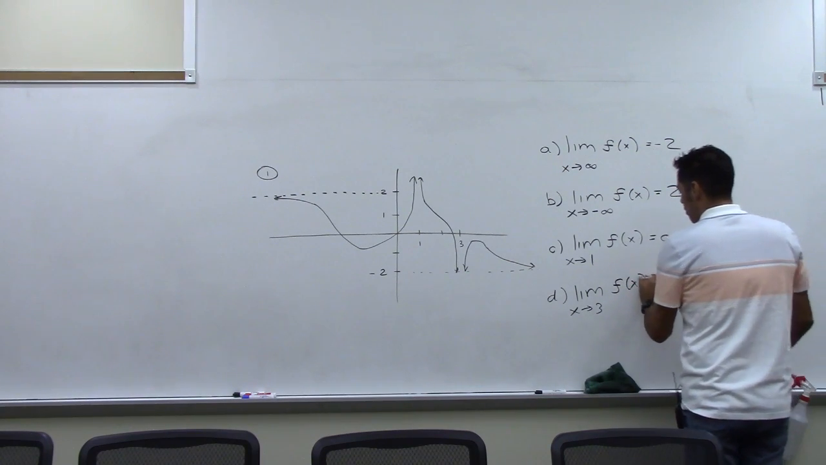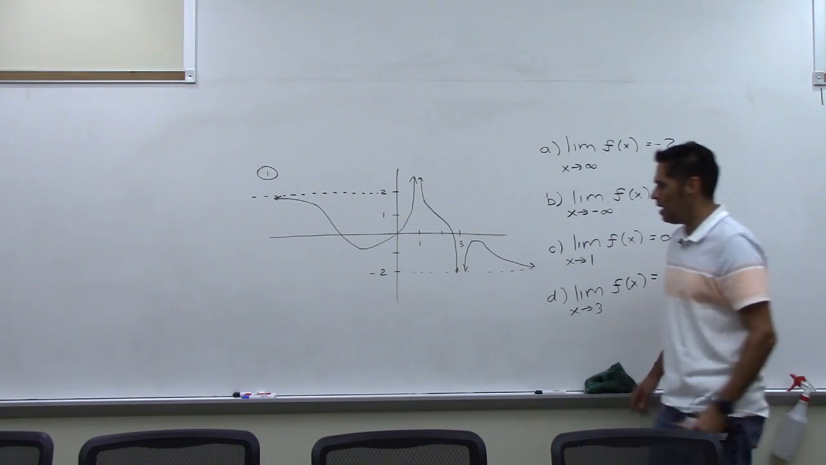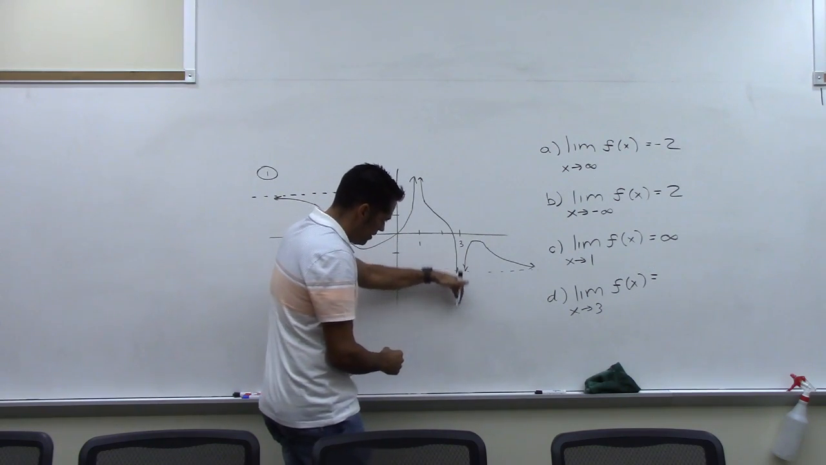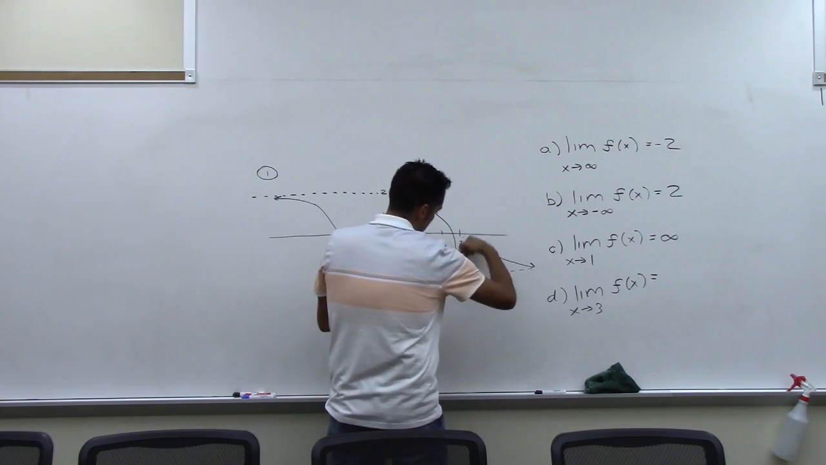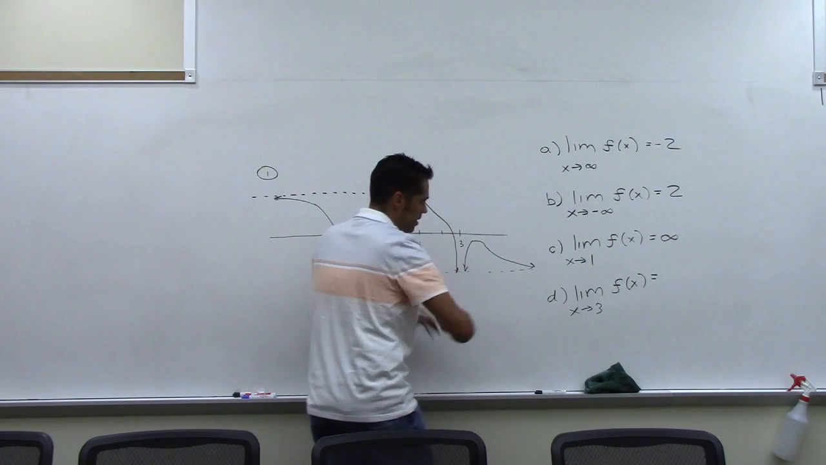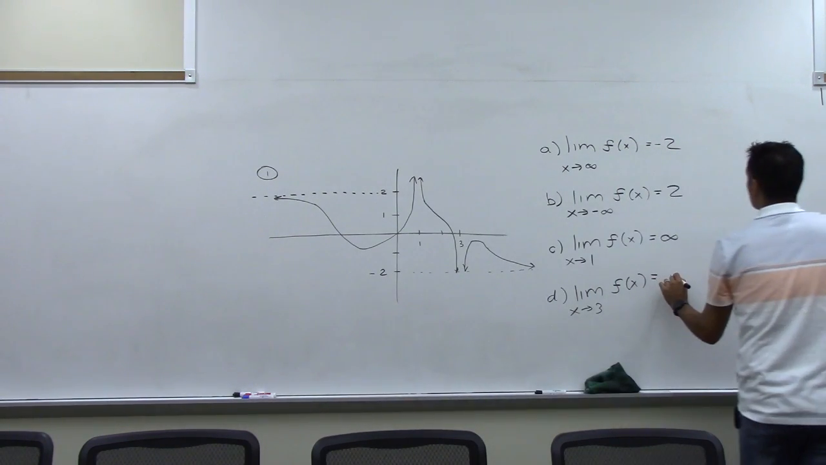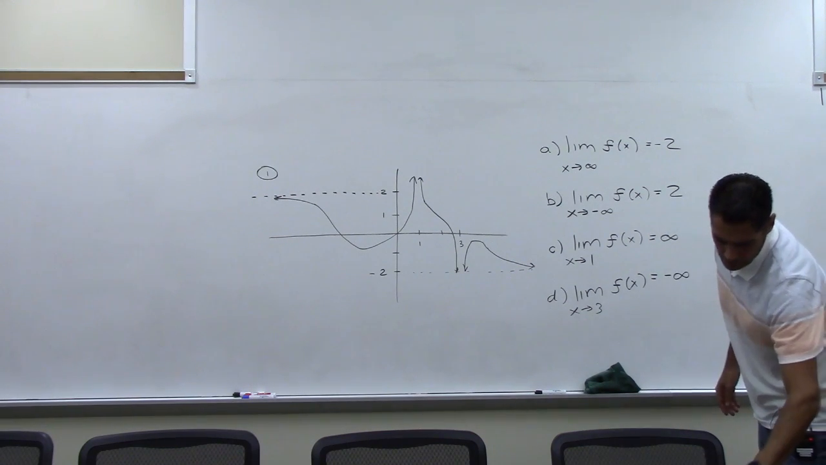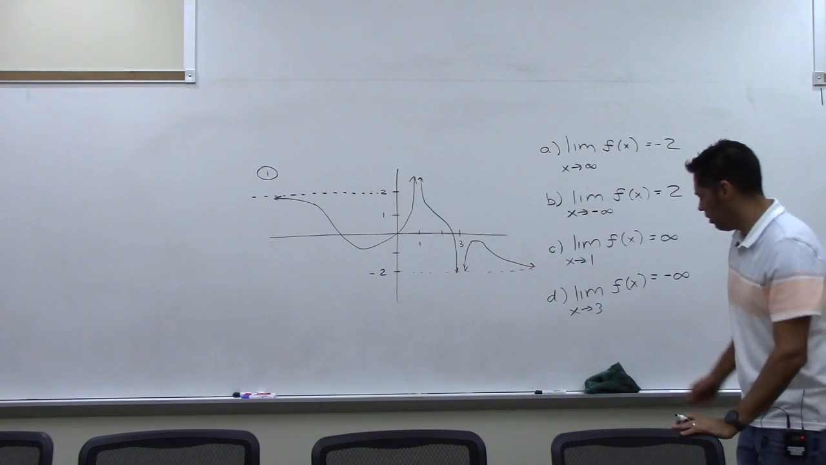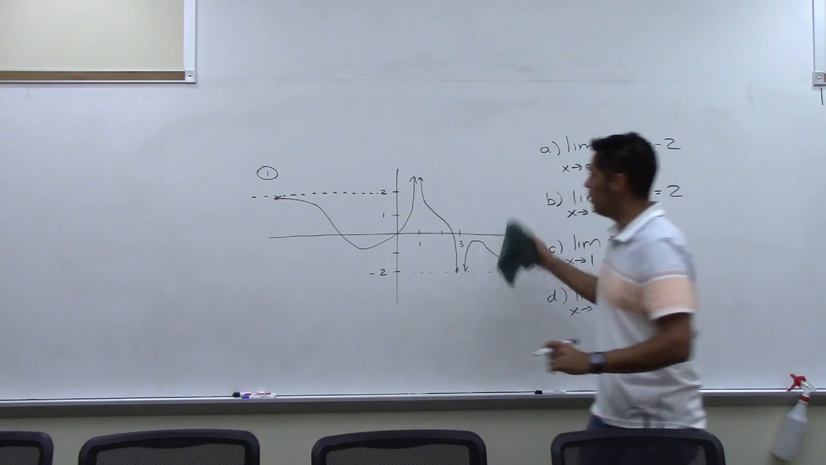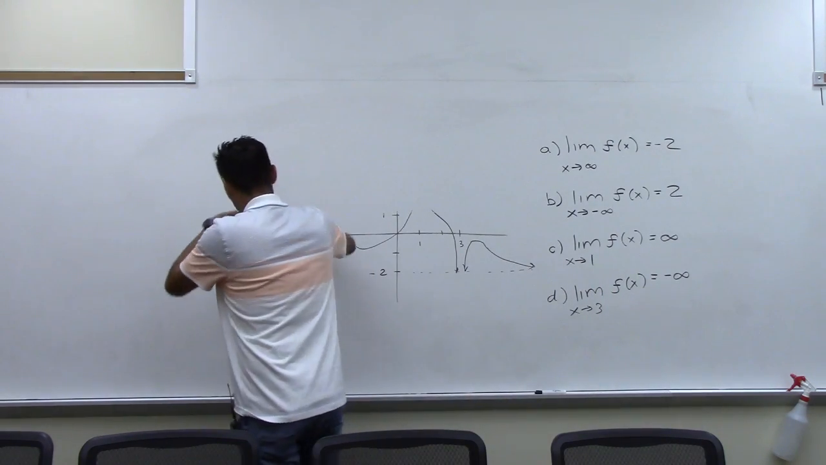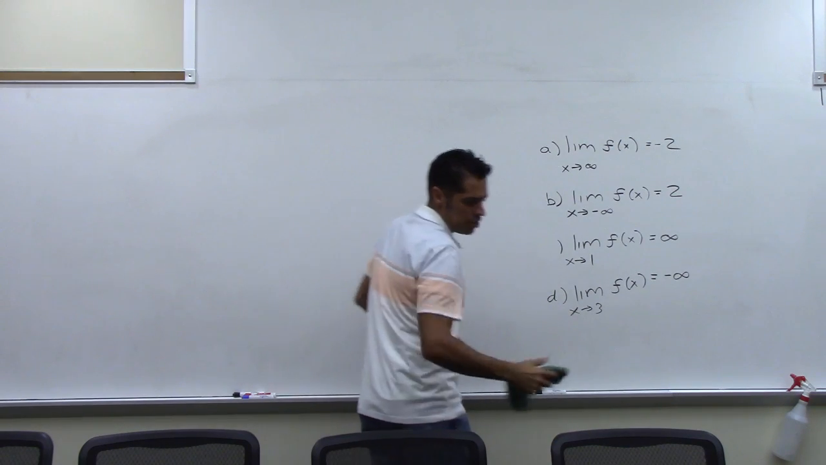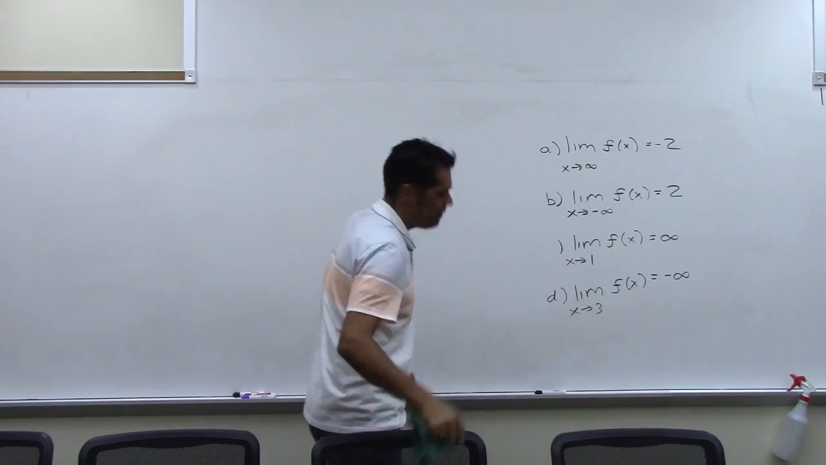Now for part D, we want to know what's happening as x approaches 3. Again, there's no plus or minus, so we have to look from both sides. And here's 3. So as we come in from the left, it dives down to -infinity, and from the right, it dives down to -infinity, so it's going to the same place from both sides, so -infinity. All right, now I will let you do number 2 on your own because it looks very similar. And I will jump ahead to number 5.